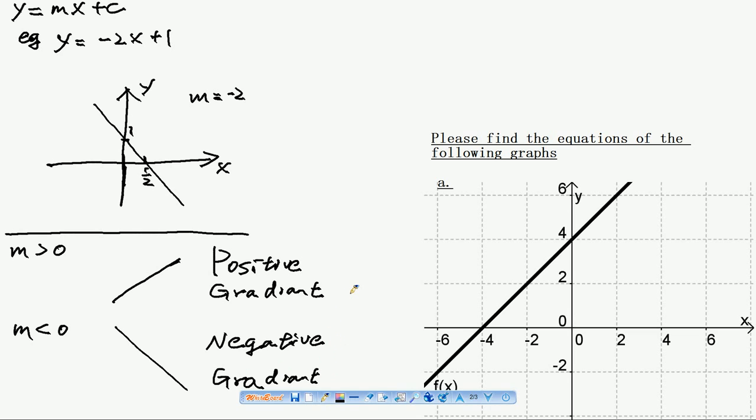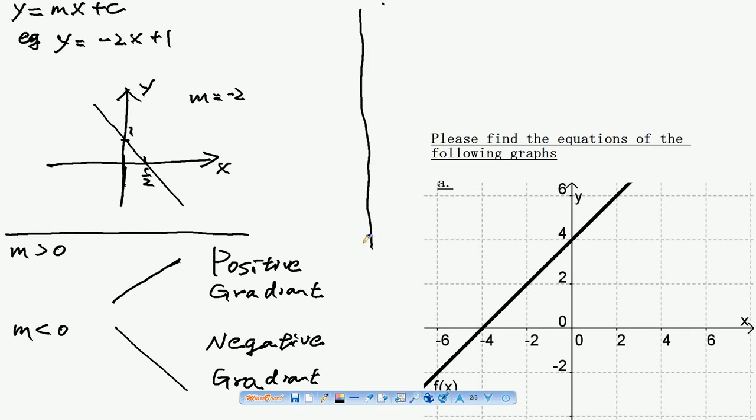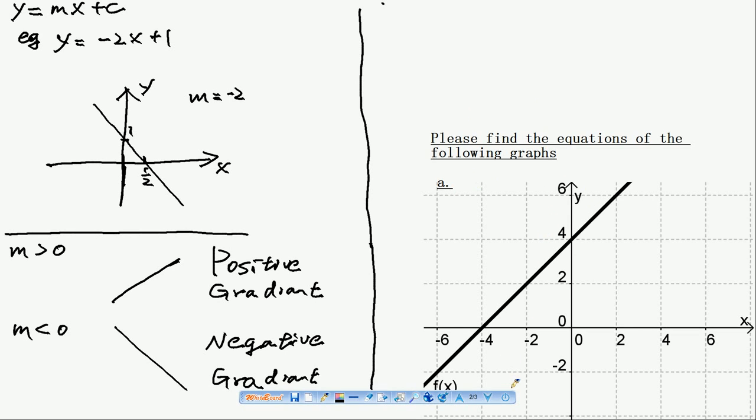Okay, let's do some other problems. For instance, please find the equations of the following graphs. Let's do question A here. Just move it upwards. Don't worry about it.